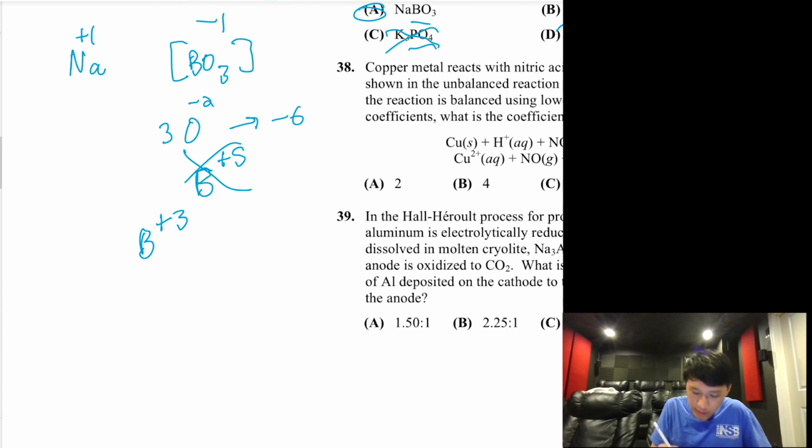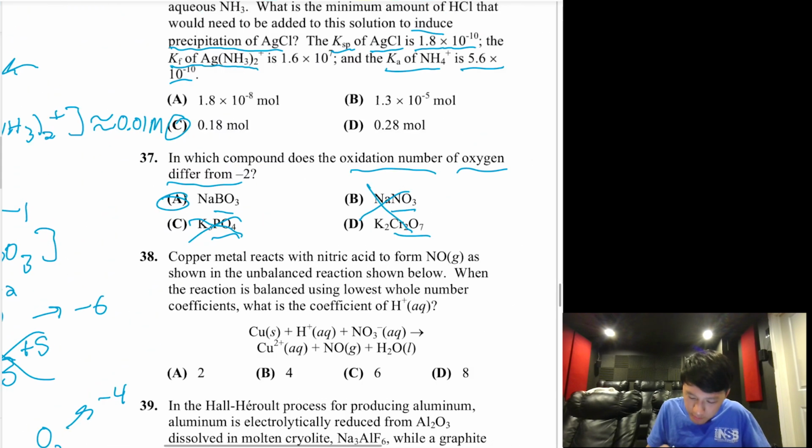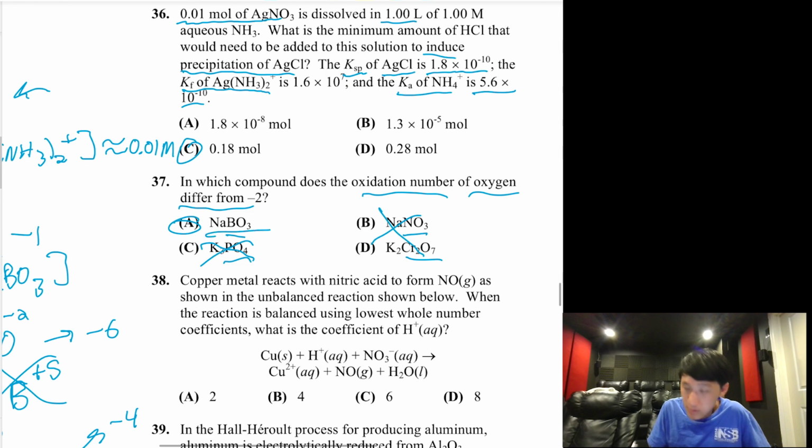We can say that the oxygens together, those three of them, the O3, is going to have to add up to -4 because the overall is still -1 like we just discussed. So therefore the average charge for each oxygen is going to have to be -4/3, and that's clearly not -2. So we know that this A is correct.